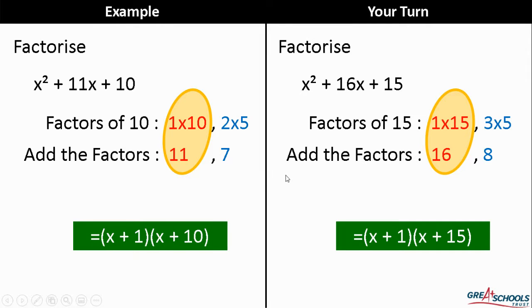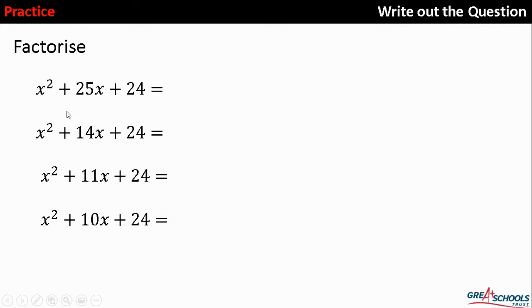we've made good progress so far. So have a bit of practice. Here are 4 questions for you to have a go at. Look for numbers that multiply together to give you 24. And you should get quite a long list of those. And then you want pairs of factors that will give you 25, 14, 11, and 10. Pause the video now, have a go.